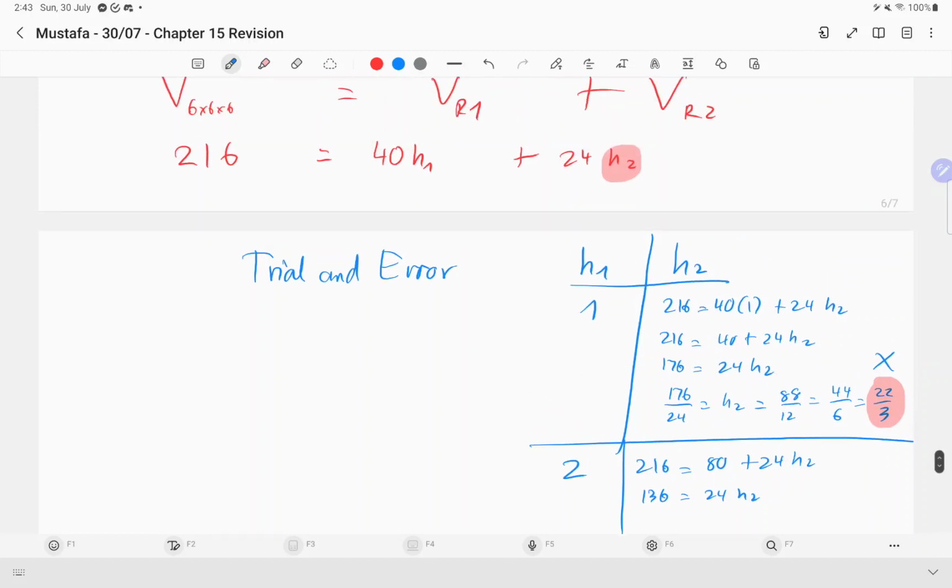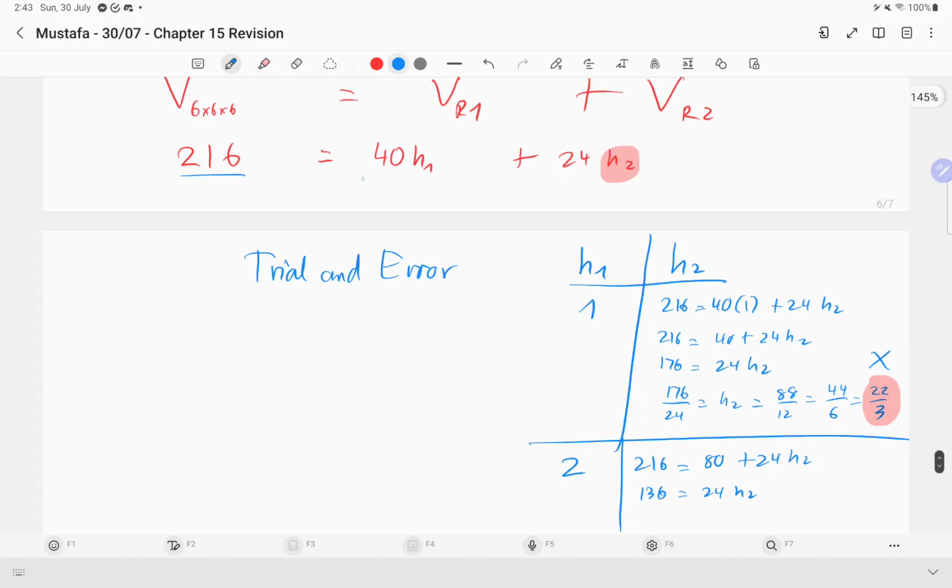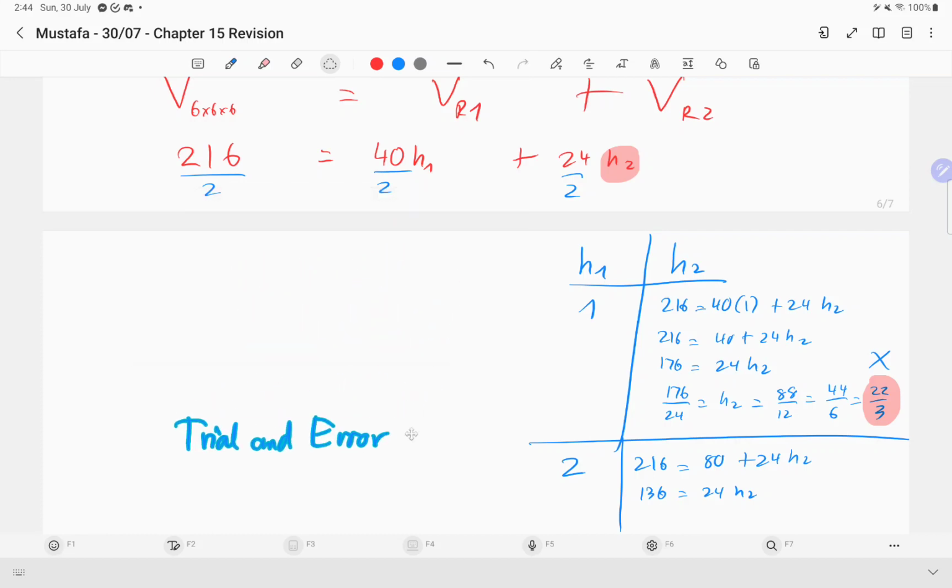Alright, I'll show you another technique. Once you've got to this version here, you see how we're working with 2, 16, 40, and 24. It's a bit hard to work with. You can divide every number by 2 to get an equivalent expression. It will help with the trial and error. So let's see what happens when you divide them all by 2.